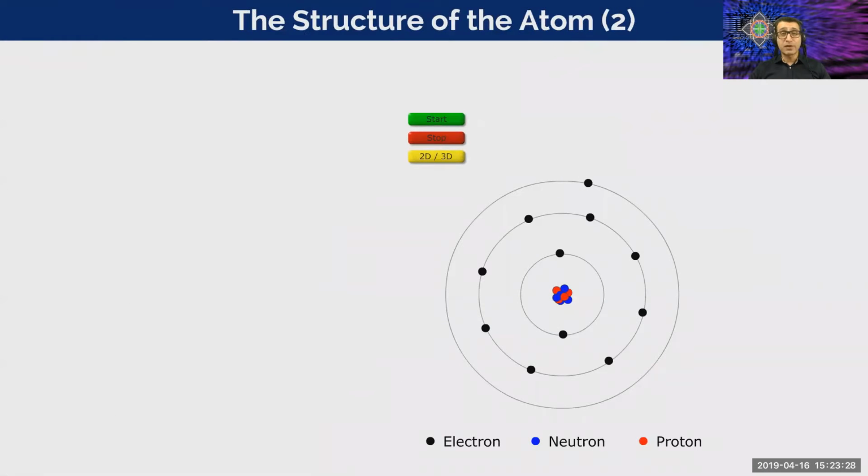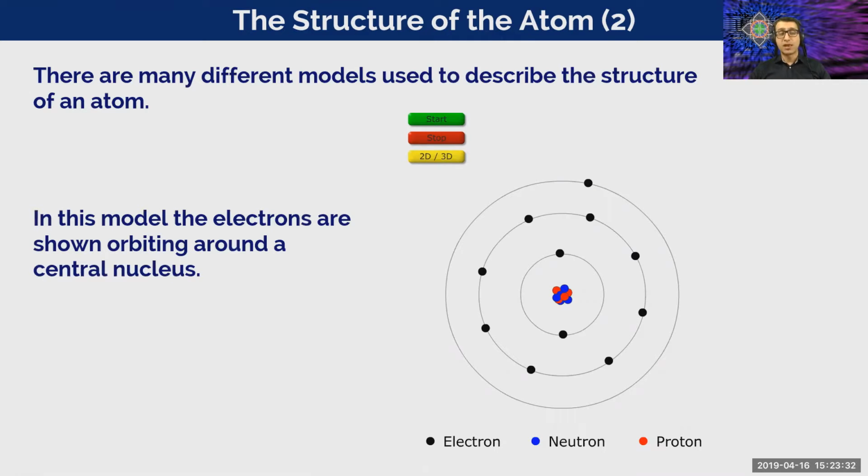So there are many different models used to describe the structure of an atom. Now, the term model is basically what scientists use to describe a series of ideas which are intended to explain observable and measurable phenomena. So science works by making observations about the universe and then attempting to construct models which explain those observations. And the way that it works is you make an observation, you make a hypothesis about what might be the explanation behind that.